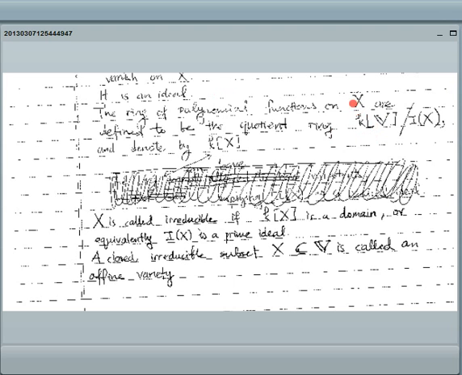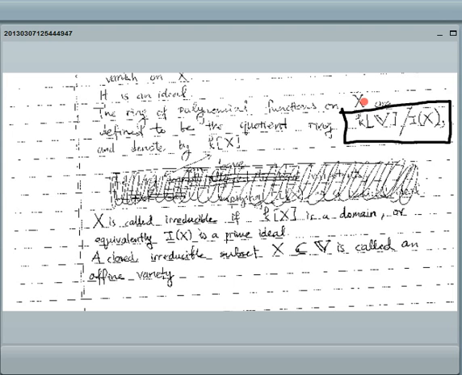Okay. And so I define the ring of polynomial functions on this subset X to be the quotient of this ring K of V modulo this ideal. Okay, so this is my coordinate ring. You should think of elements of this quotient ring as polynomials that are not zero on X. They are zero if and only if they fall into this ideal. As long as you are away from this ideal, you get a polynomial function on X.